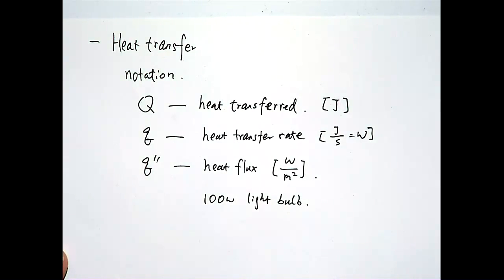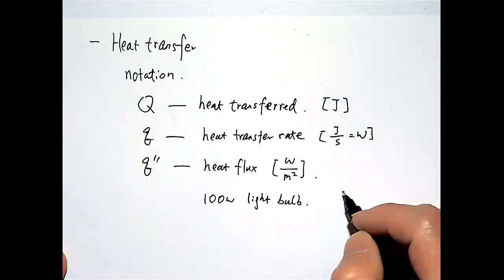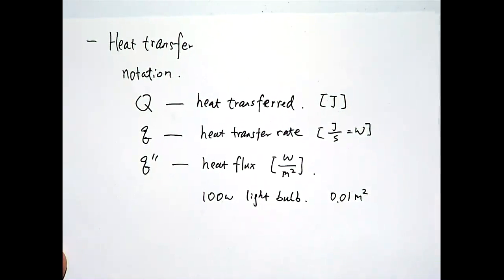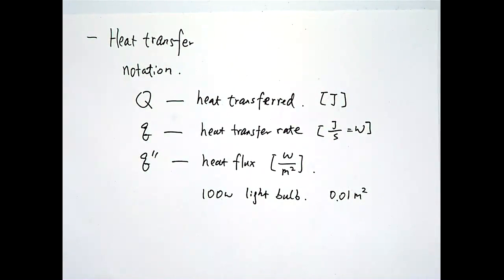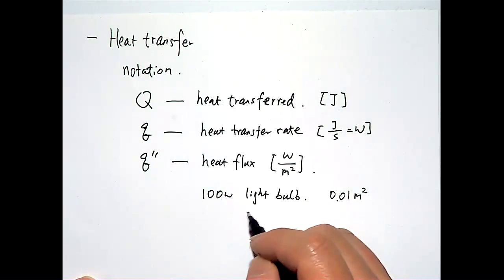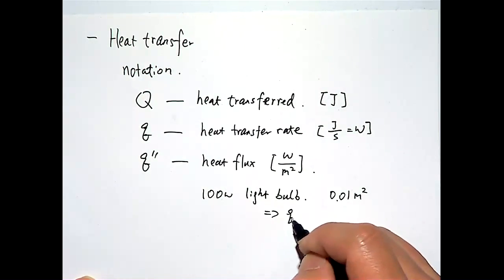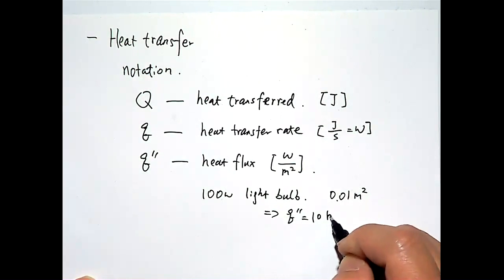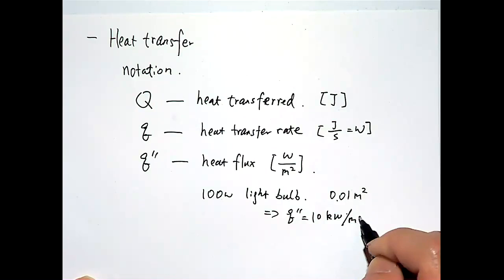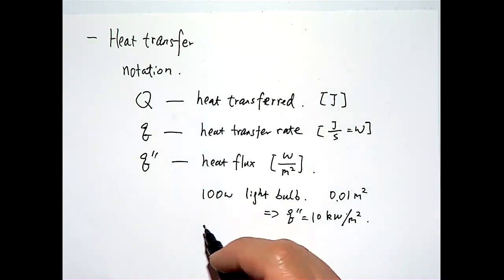in some places. For a 100 watts light bulb, if you consider the surface area, it's about 0.1 meter square, so if you consider it's 10 by 10 centimeters, that will give you a heat flux of 10 kilowatts per meter square. That's pretty hot, right? And you don't want to touch it.